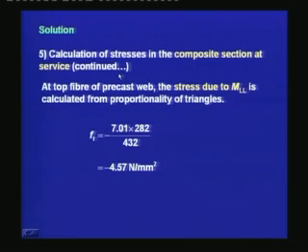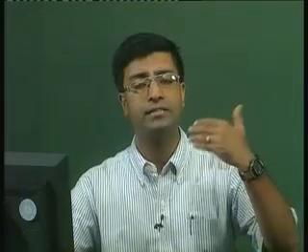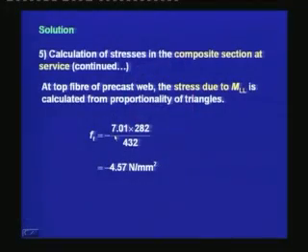Calculation of stresses in the composite section at service loads will now include the calculation at the top fiber of the precast web also. This is calculated from the proportionality of the triangles. We know the stress at the top of the flange, we know the location of the CGC prime. From this, we can calculate the stress in the web at the top fiber of the web, and that is given as Ft is equal to the stress at the top of the flange, which is 7.01, divided by the depth of CGC prime, which is 432, times the distance of the top of the web from CGC prime, which is 282. This gives us a stress at the top fiber of the web as minus 4.57 Newton per millimeter square.